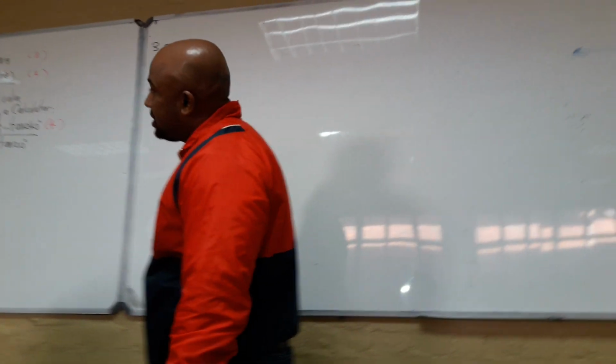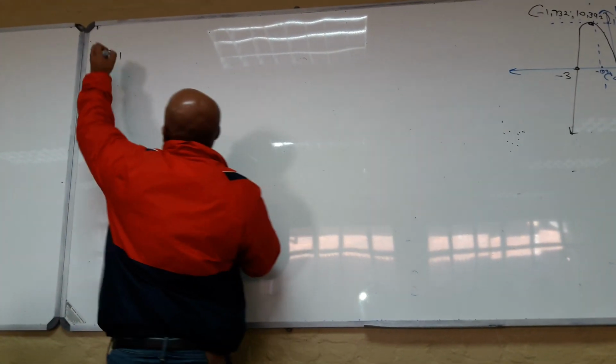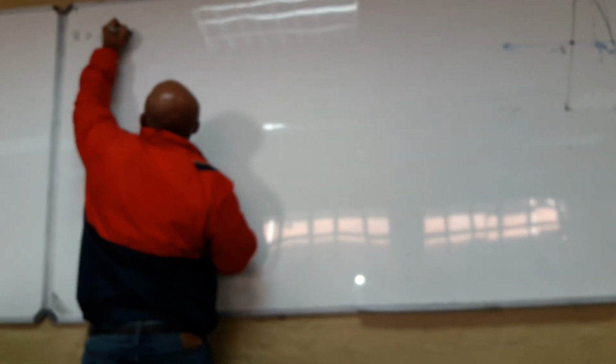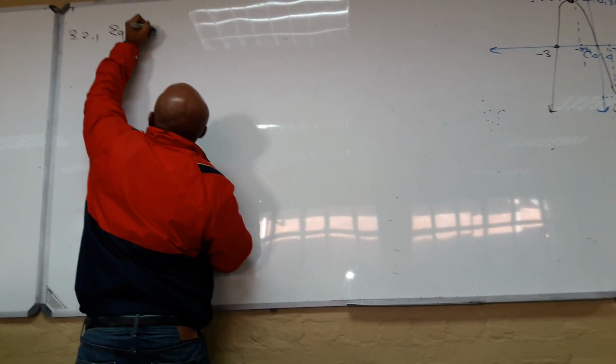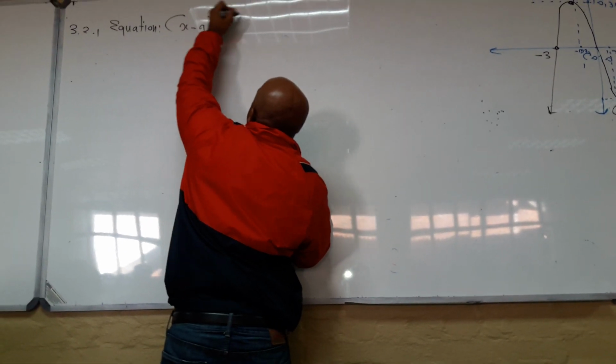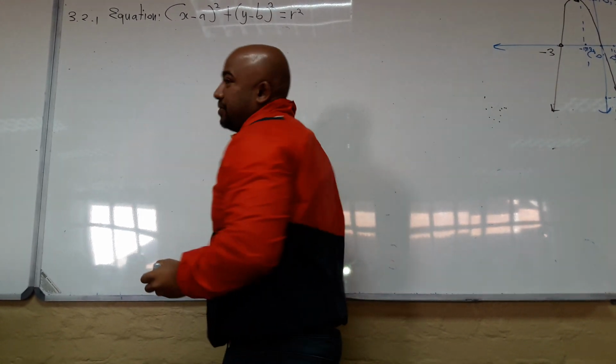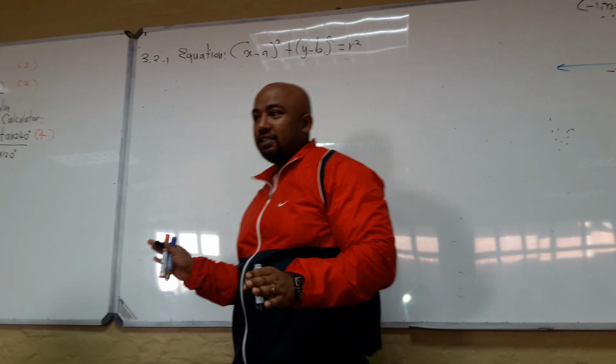Right, so what is the equation of the circle? Determine the equation of the circle. x squared plus y squared. Your equation in general is (x minus a) squared plus (y minus b) squared is equal to r squared. That's in general of any circle.